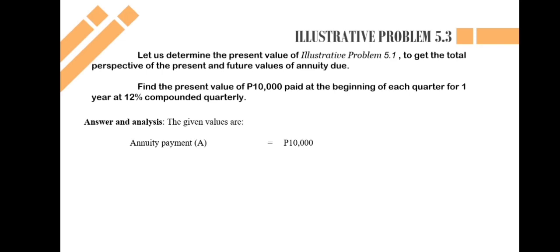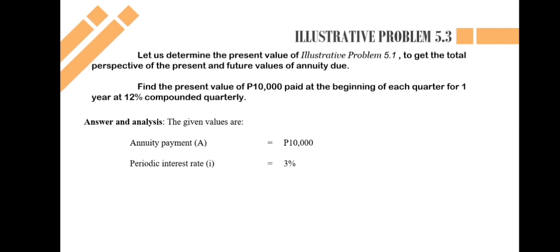Let us determine the present value of illustrative problem 5.1 to get the total perspective of the present and future values of annuity due. So this is the problem. Find the present value of 10,000 pesos paid at the beginning of each quarter for 1 year at 12% compounded quarterly. Answer and analysis. The given values are annuity payment, A, is equal to 10,000 pesos. Our periodic interest rate is 3%.